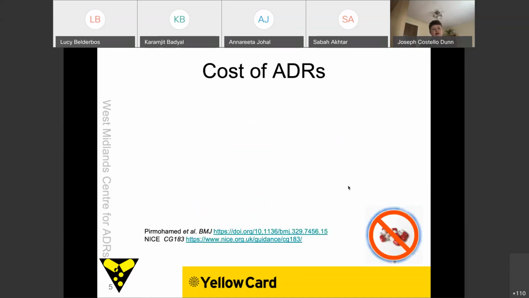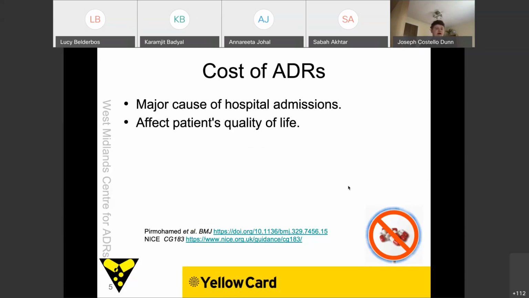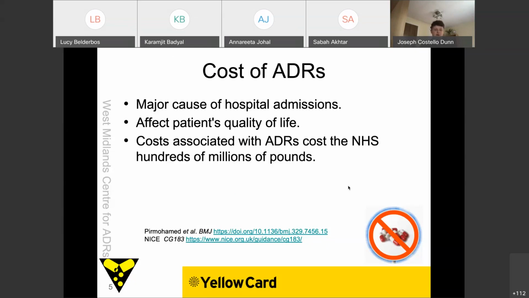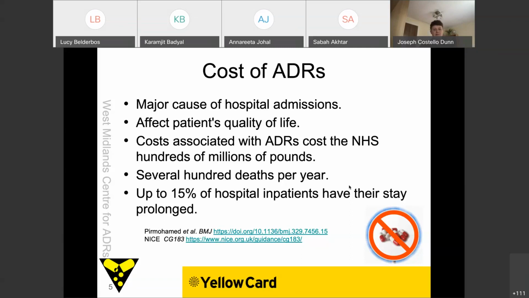So, cost of ADRs. ADRs are a major cause of hospital admissions in the UK, and these ADRs can ultimately affect patients' quality of life, not only due to the hospital admission, but also possibly due to the long-standing consequences of ADRs, if applicable. ADRs cost the NHS hundreds of millions of pounds, not only from treating the ADR but through the hospital admission associated with the ADR. ADRs are also associated with several hundred deaths per year, and up to 15% of hospital inpatients have their stay prolonged.